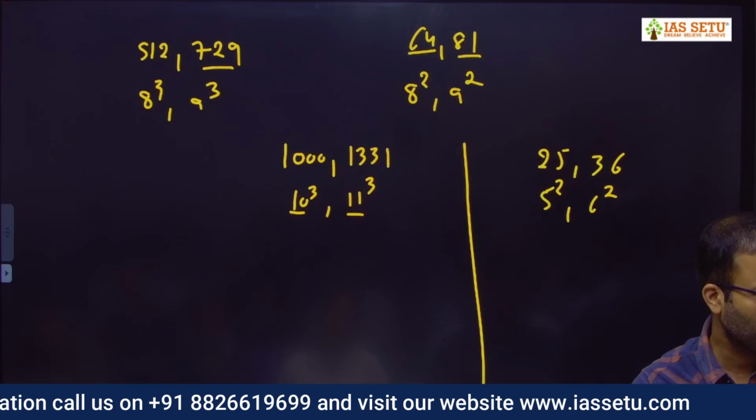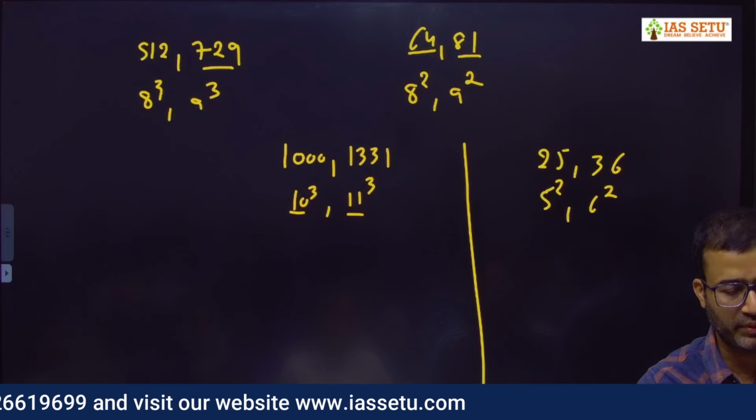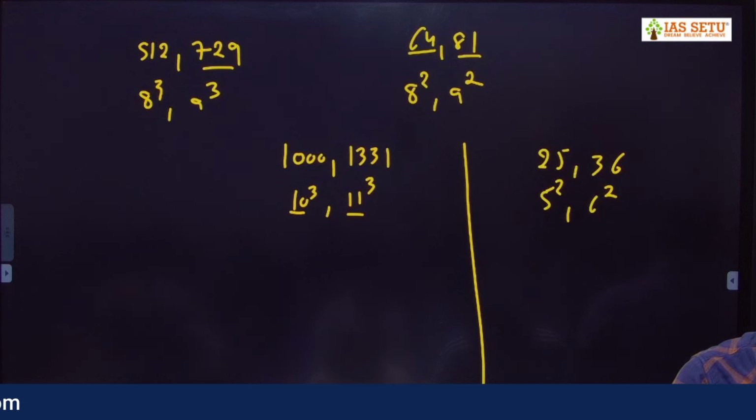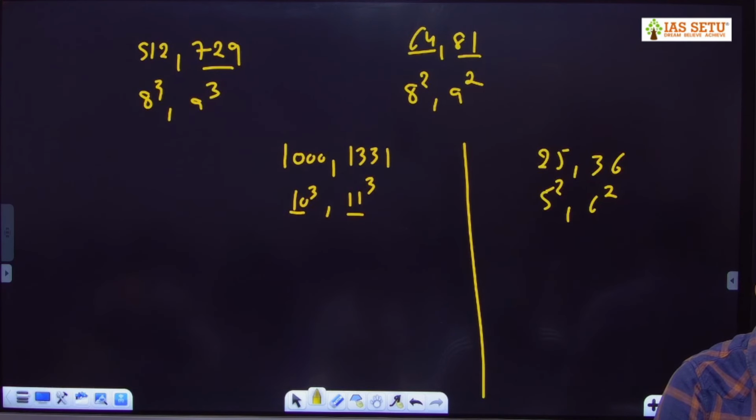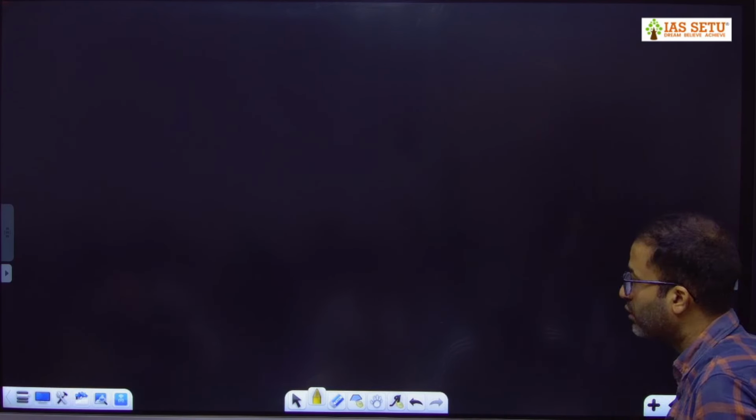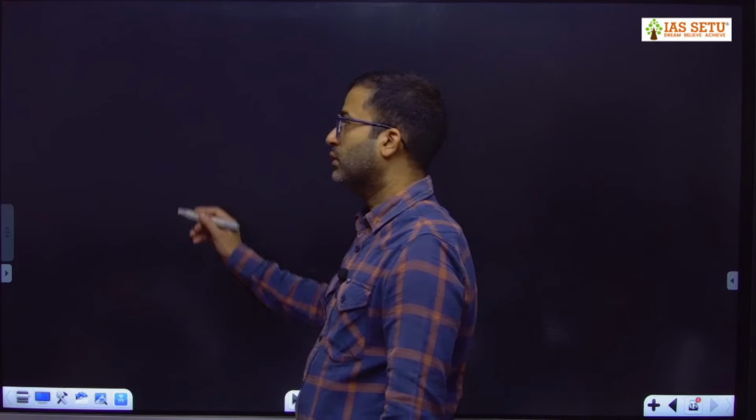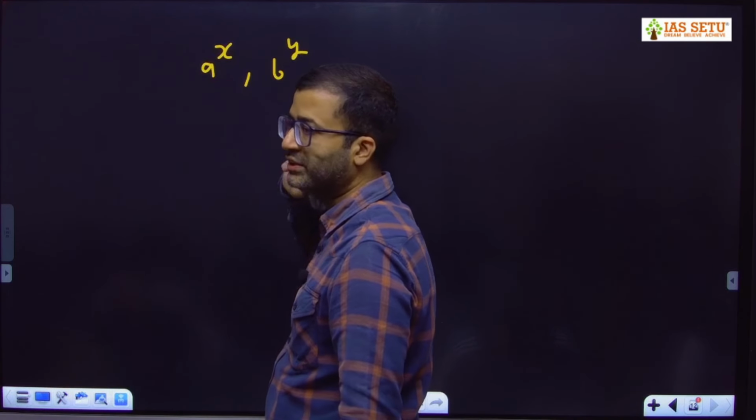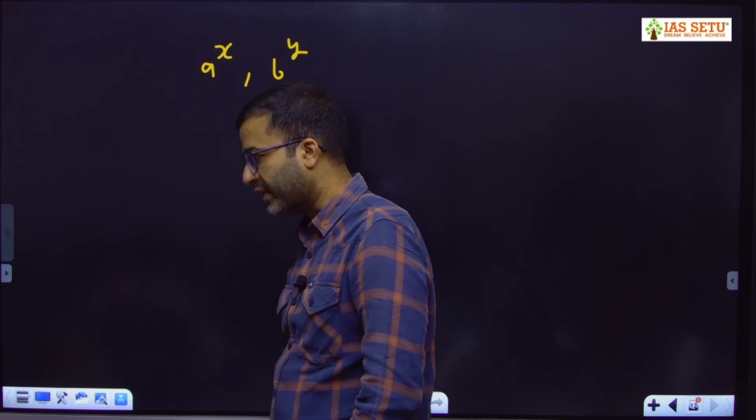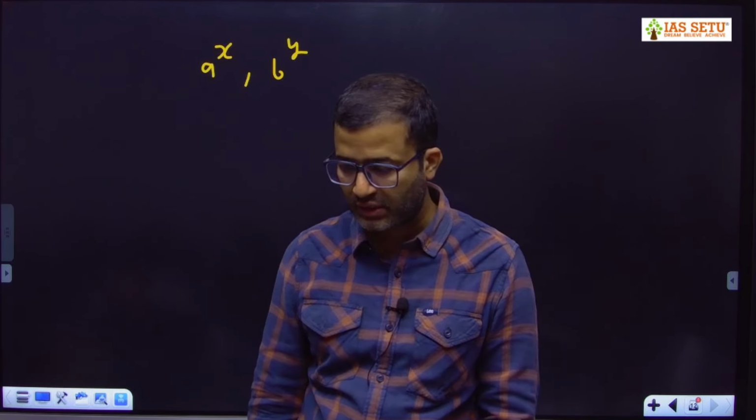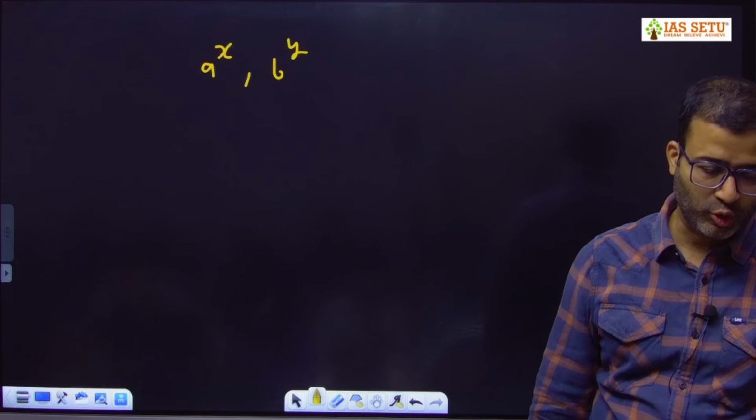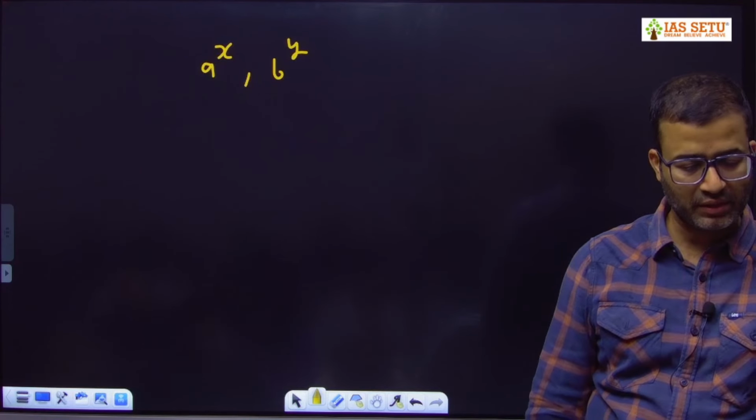Okay, you write this observation as I dictate, then you can write a few examples. If A and B are co-prime to each other, then A to the power x will always be co-prime to B to the power y. Whether you write A and B in capital or small letters makes no difference.